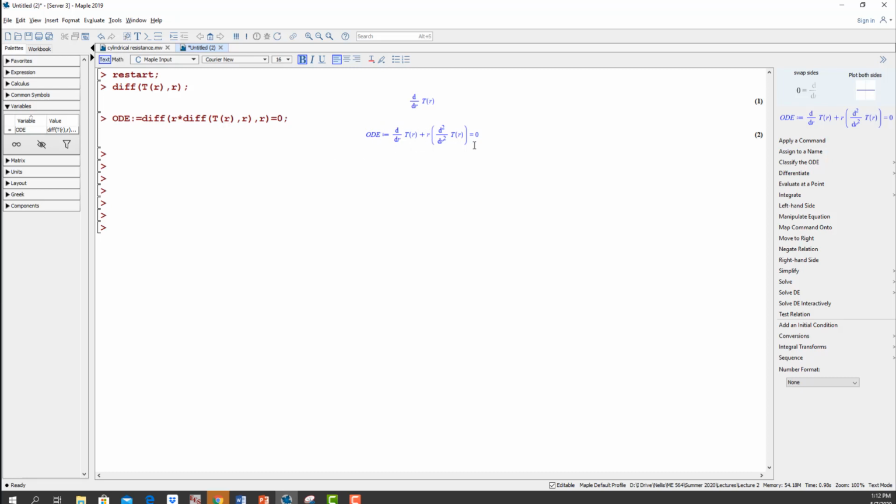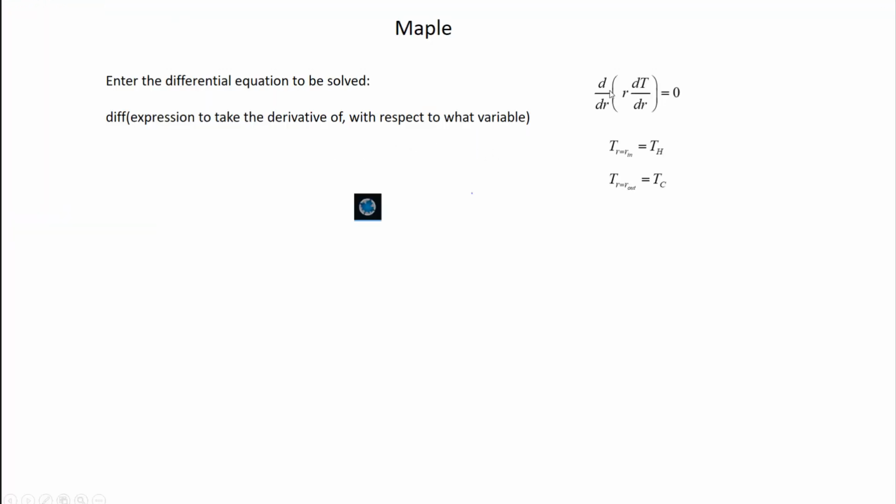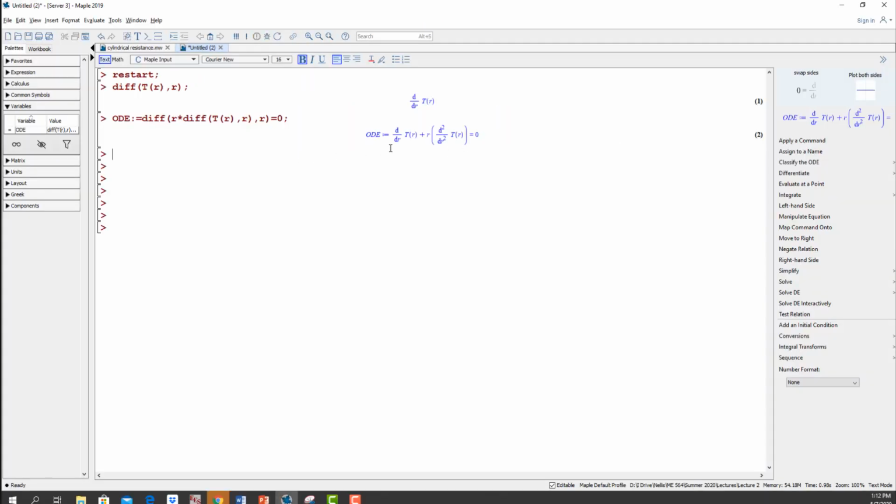It looks a little bit different only because they use the chain rule to expand that, but it's the same as our differential equation. So now I've entered our differential equation into Maple. I've assigned it to this variable ODE so that it makes it easier to carry around and do different things with it.